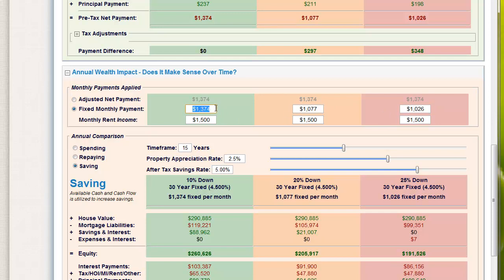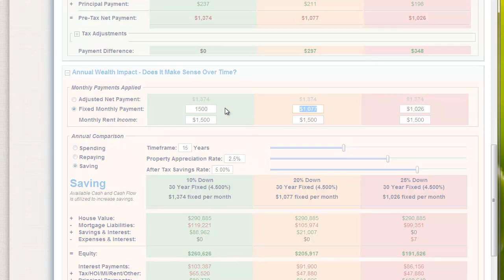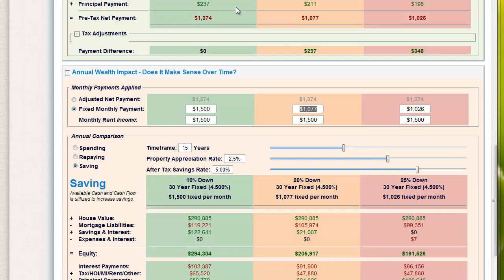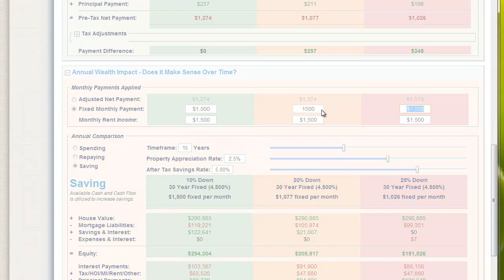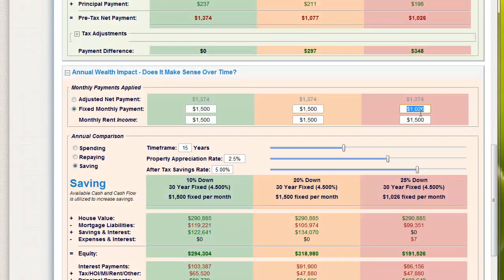Because now I'm spending $1,374 a month in this scenario, $1,077 a month in this scenario, and $1,026 a month in this scenario. I recommend you use the fixed monthly payment when you want to override this, but you still typically would want to keep this the same. For example, if I'm comparing from a wealth standpoint, maybe the client says, I want to spend $1,500 a month on each property, and that's the amount that I'm willing to spend. So I put in $1,500, and I'm going to come in here and put in $1,500. So now I'm overriding the $1,374 and saying I want it to be $1,500.